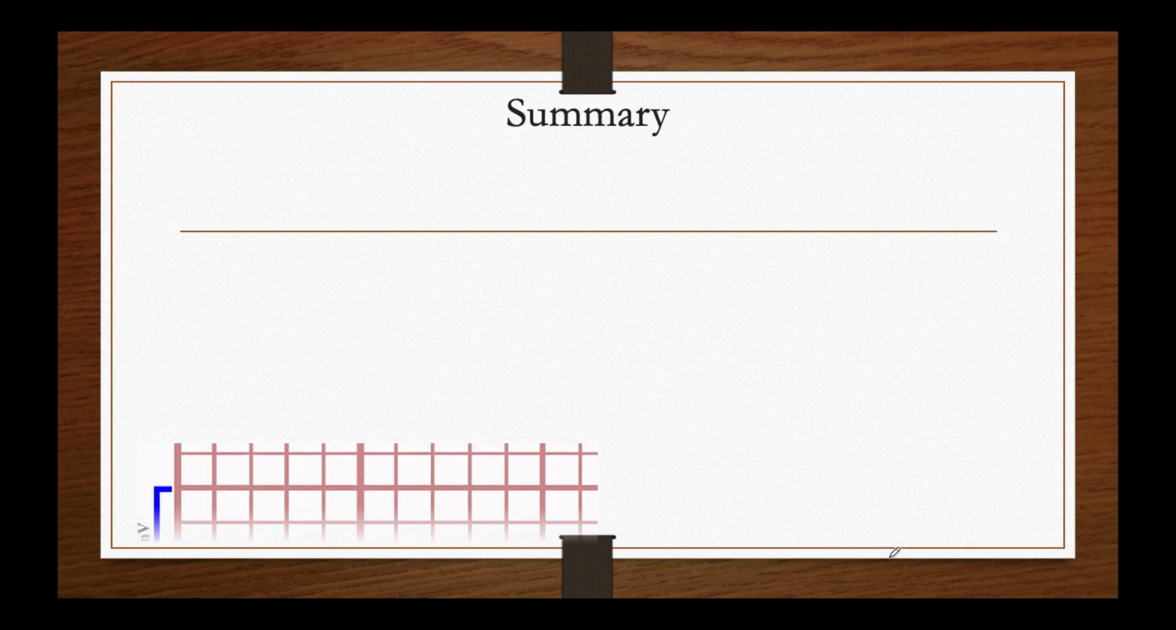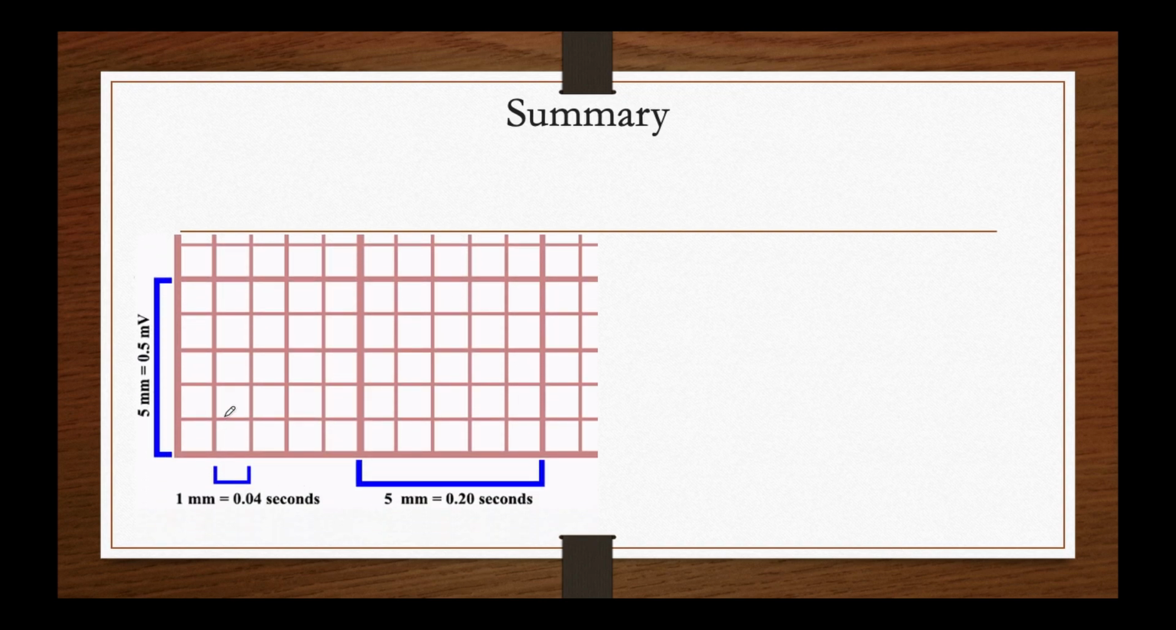And so what have we learned so far? We've learned that each small square is 1 millimeter, and the duration is 0.04 seconds. And in amplitude, we have 1 millimeter or 0.1 millivolts. And since we have 5 small squares in one big square, we multiply 0.04 by 5 to get 0.20 seconds. And I said this will help us when we are determining the heart rate of the patient. And this amplitude will also tell us the amplitude of the waves as we measure them.